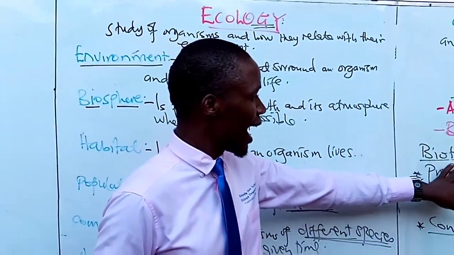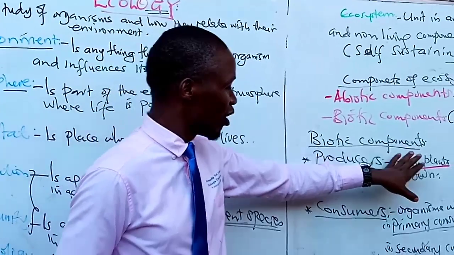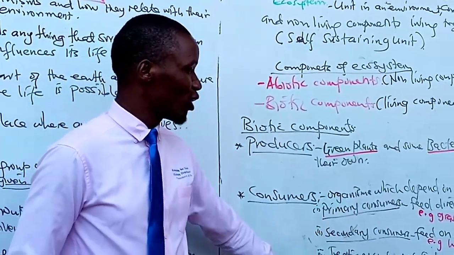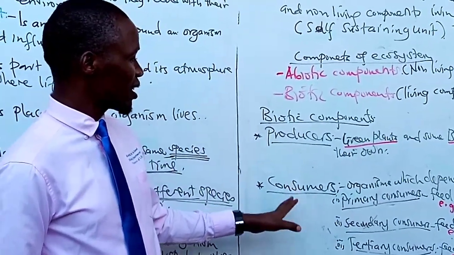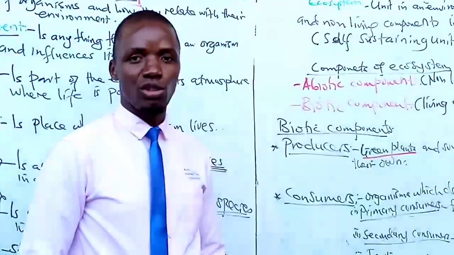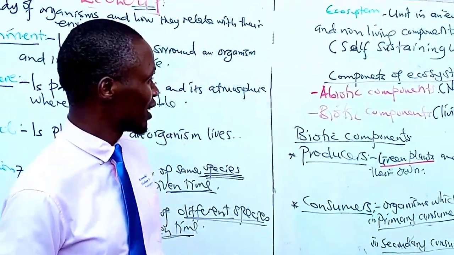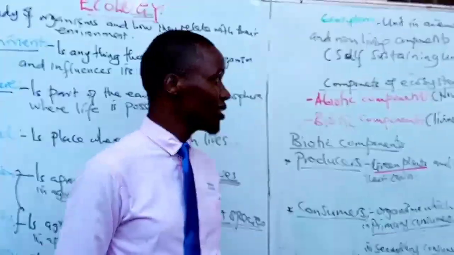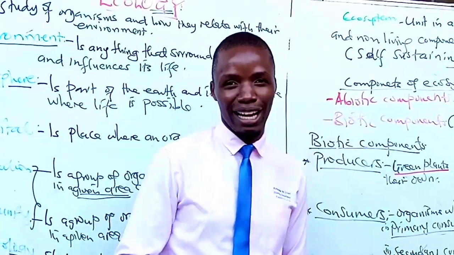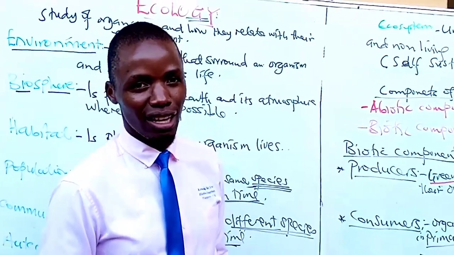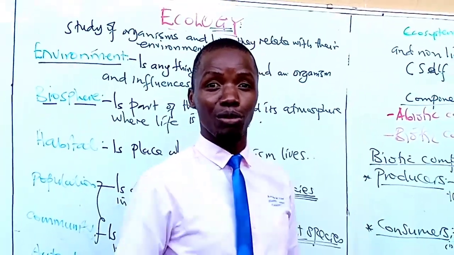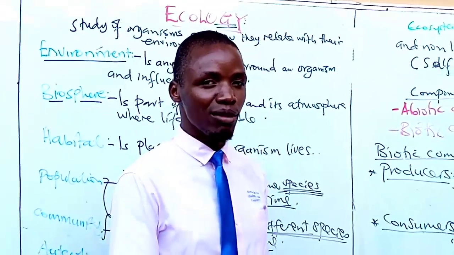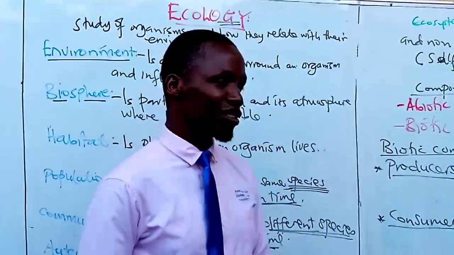So these are the biotic components within the ecosystem. In case they ask you, these are the ones. In the next episode, we are going to be looking at the abiotic components, the non-living components of the ecosystem, and how they influence the living components of the ecosystem.